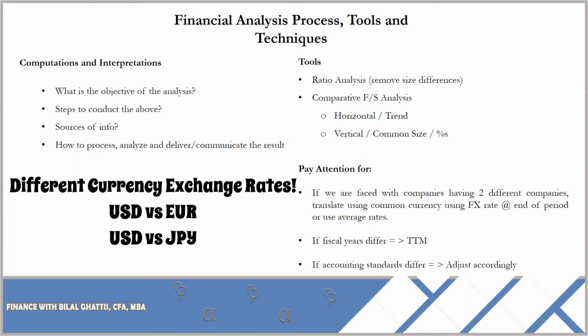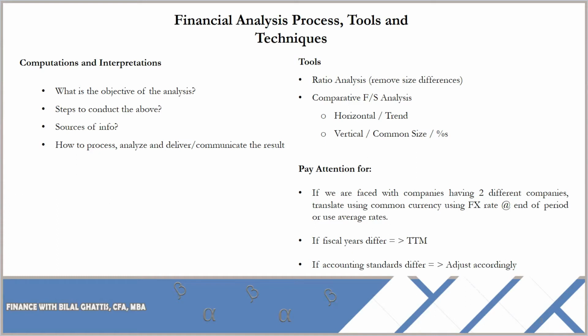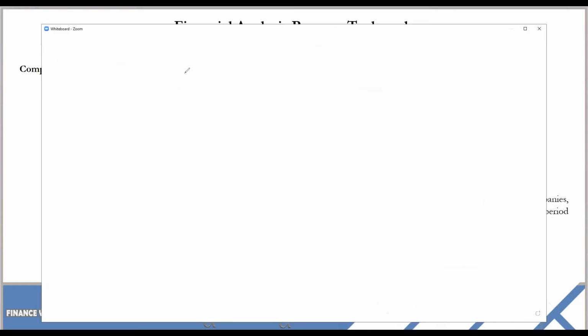A company can be operating in dollars, other company can be operating in euros, so make sure that you take that into consideration. Another point of difference is what we call the fiscal year. Some companies have their fiscal year ending in December 31st, other companies have their fiscal year ending in September 30 or June 30. So you need to do what we call the trailing 12 month, which is the TTM. To have more details on that, let's go to the whiteboard.